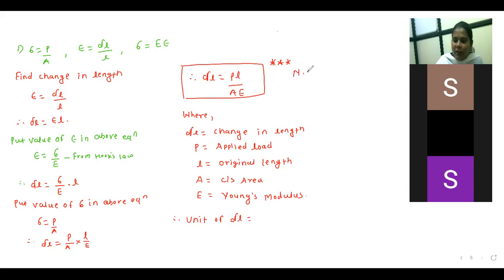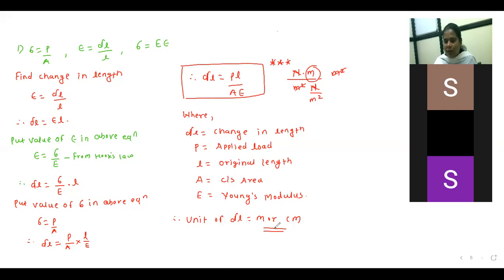See here, the unit of force is Newton. The unit of length is meter, the unit of area is meter square, and the unit of Young's modulus is Newton per meter square. So this Newton gets cancelled, this meter square comes in the numerator, so meter square and meter square get cancelled. So what is remaining? Meter or centimeter. So the unit of del L is meter or centimeter.